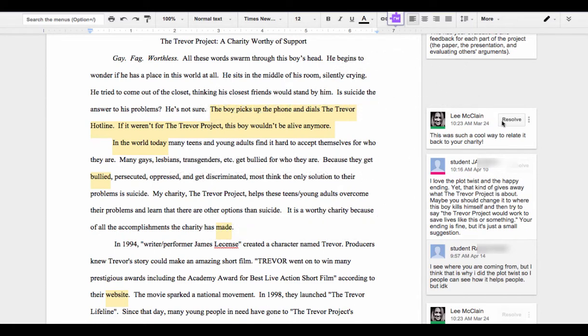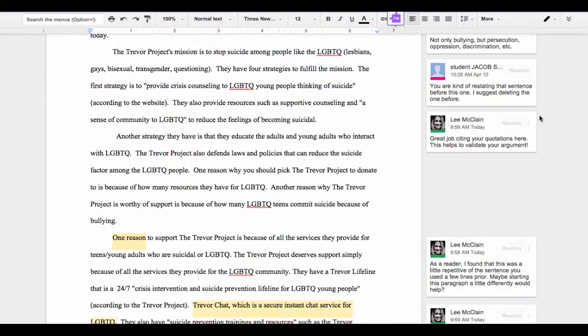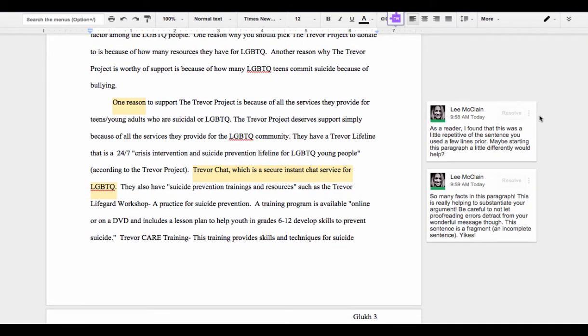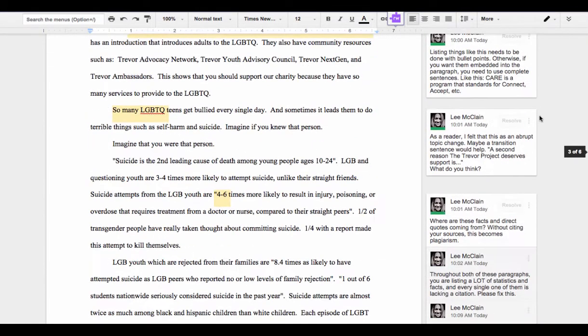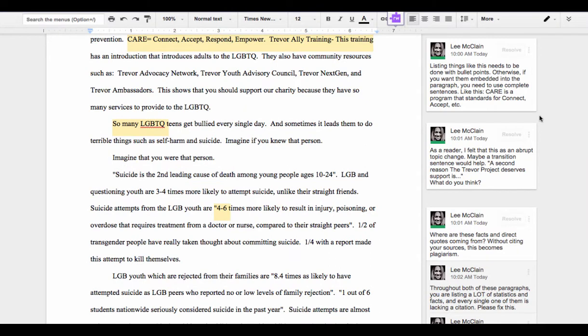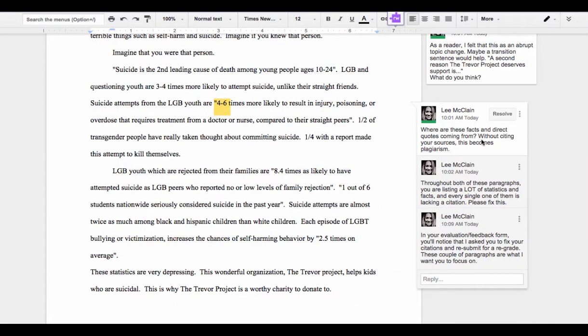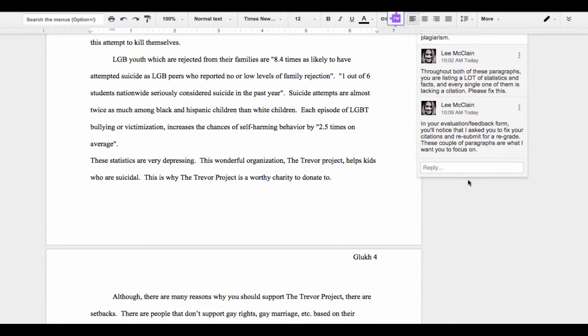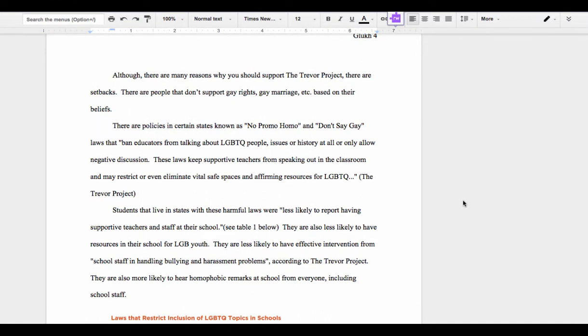So what I wanted to go over was where this student needed a little bit of work. So over here, I'm noticing that she has a lot of facts and direct quotation marks all throughout these couple of paragraphs, but she's not including citations. And so that's something that she needs to work on. So I talk about, without citing your sources, it becomes plagiarism, even if it is paraphrased or indirect quotes. And that is a trend throughout the rest of her paper.